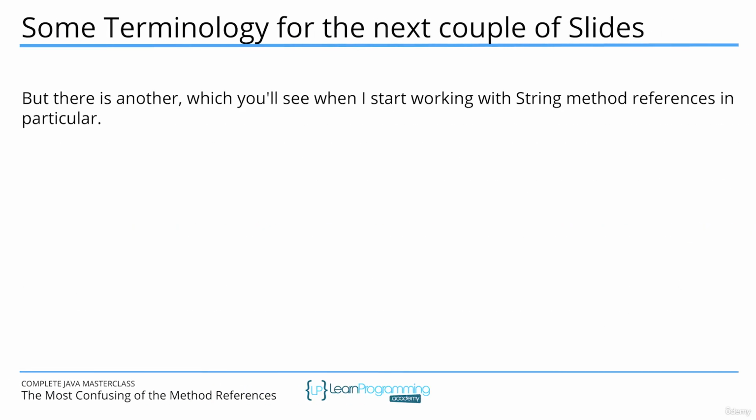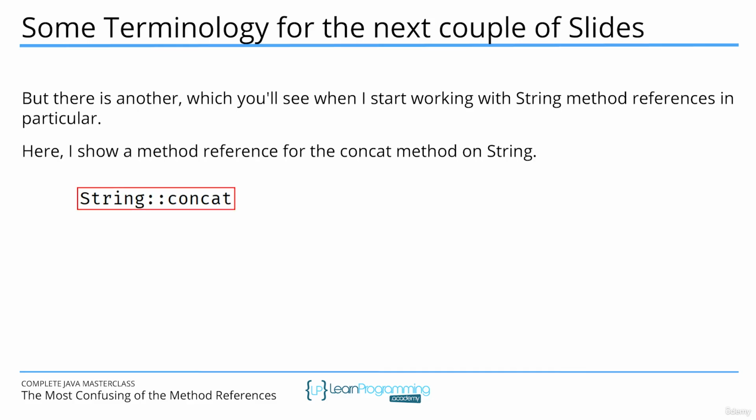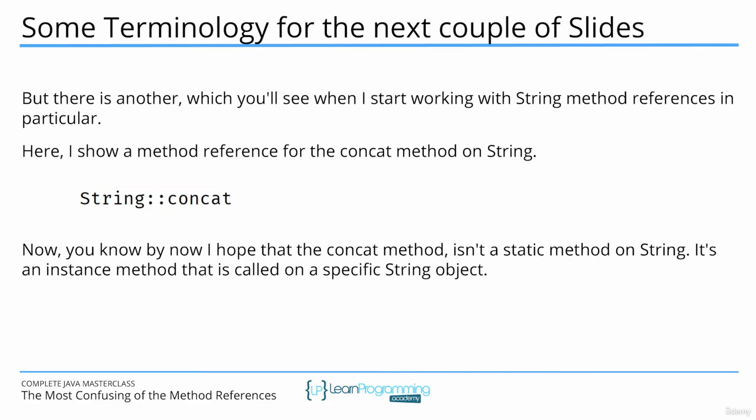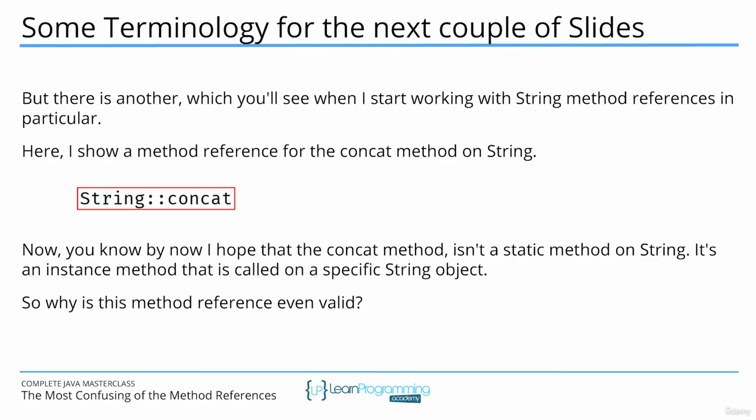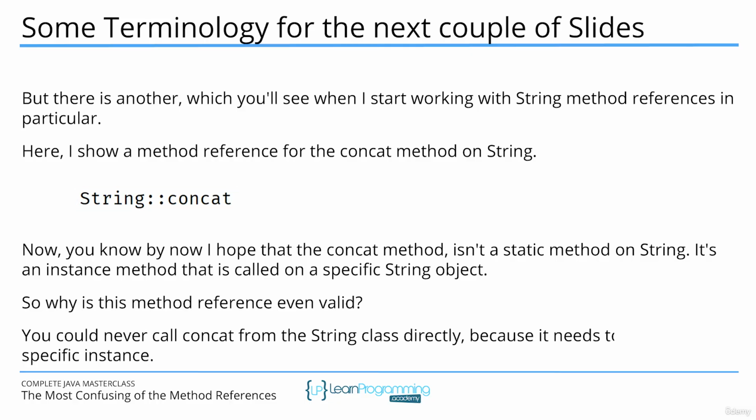But there is another, which you'll see when I start working with String method references in particular. Here I show a method reference for the concat method on String. Now you know by now, I hope, that the concat method isn't a static method on String. It's an instance method that is called on a specific String object. So why is this method reference even valid? You could never call concat from the String class directly because it needs to be called on a specific instance.